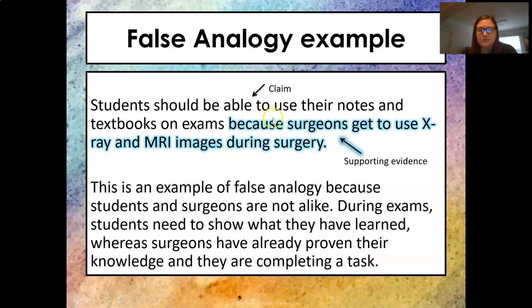That's not actually true. First of all, when students are taking exams, they're trying to prove what they know. So they should be able to do that without notes and textbooks. When surgeons are conducting surgery, they're not trying to prove that they know how to perform surgery. Hopefully they have proven that they know how to perform surgery before they're actually operating on somebody. So trying to say that students and surgeons are in the same situation is wrong. So we can't make the connection between students being able to use their notes and surgeons getting to use X-ray and MRI images.